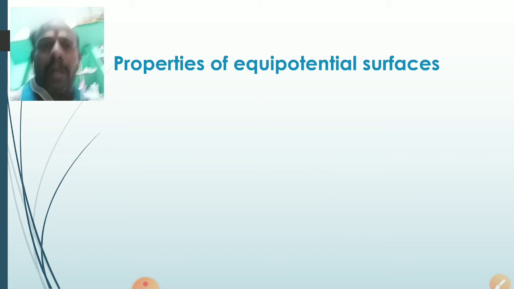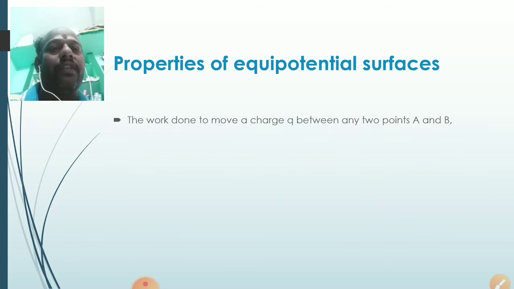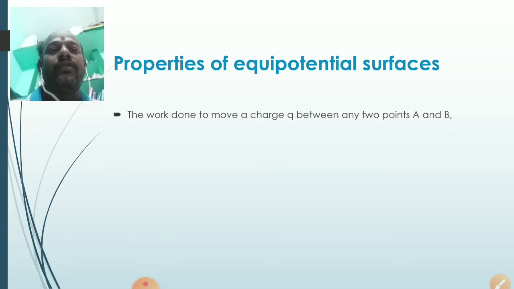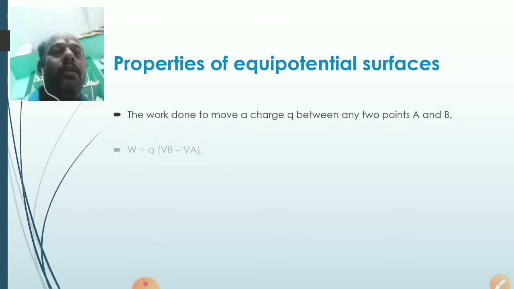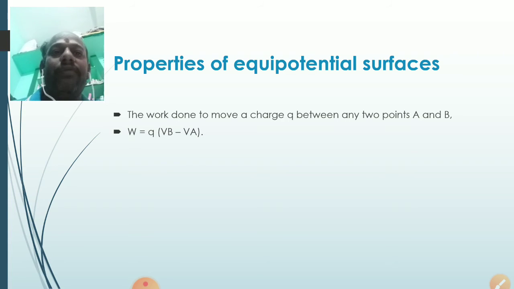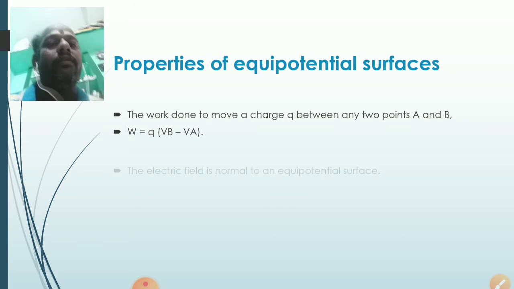Now there are some properties of an equipotential surface. The first point is that the work done to move a charge from one point to another on an equipotential surface is 0. Why? Because we know that work done is equal to E into dr. On the equipotential surface, the electric field will be the same, and for the same electric field we don't need to give any extra energy. So W is equal to Q into (VB minus VA), and because VB minus VA is 0, the work done will be 0.